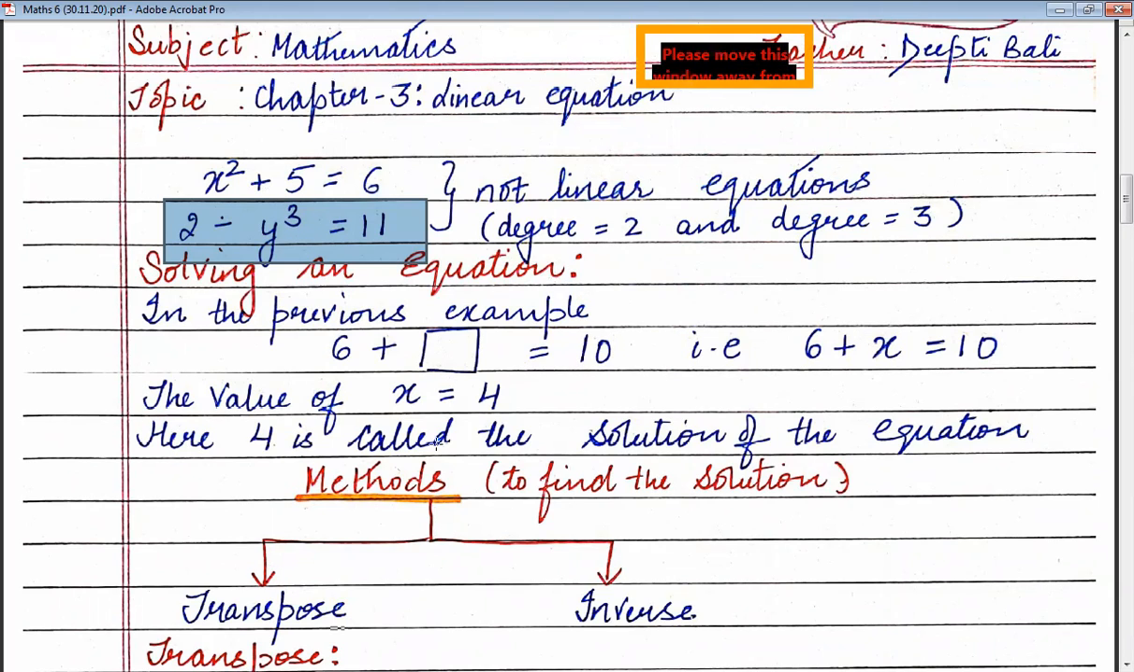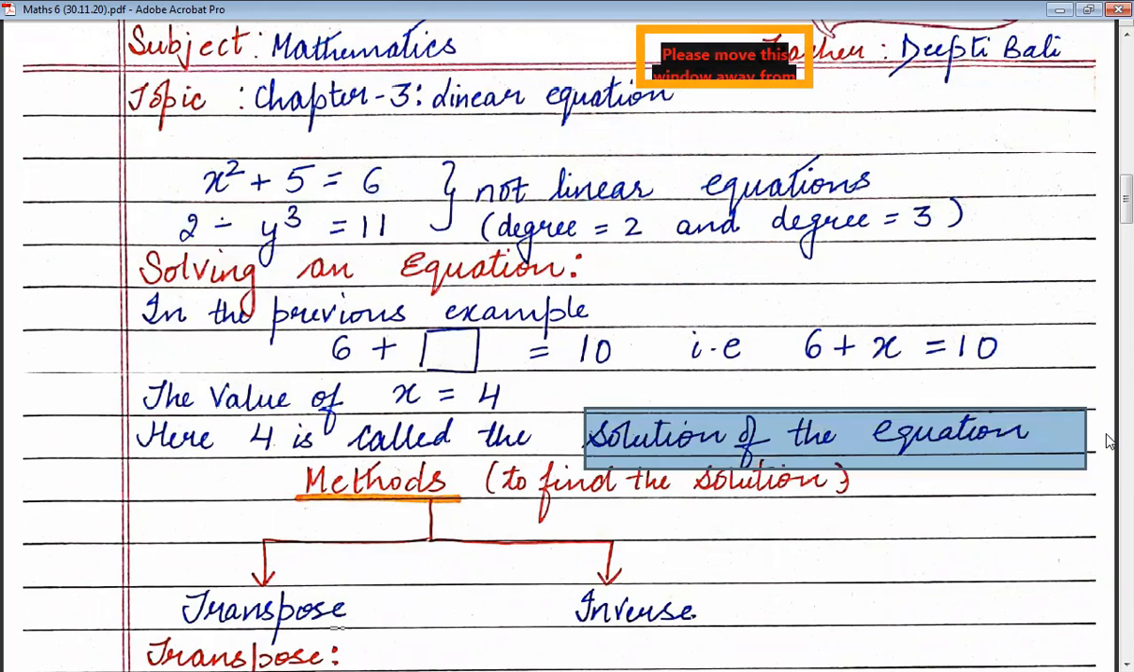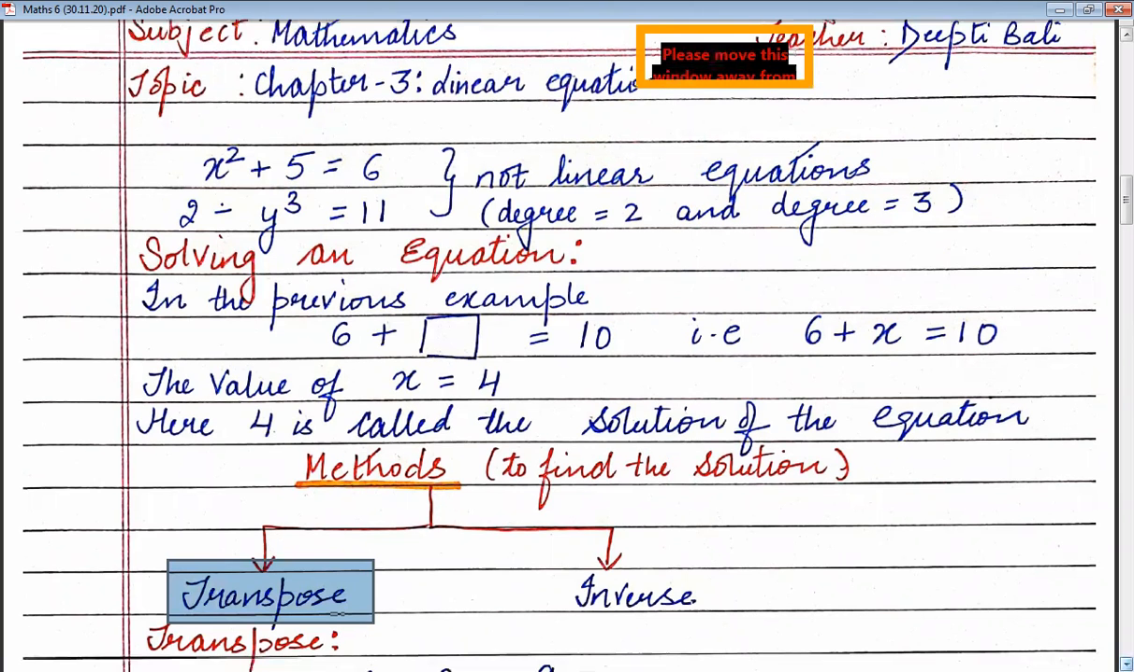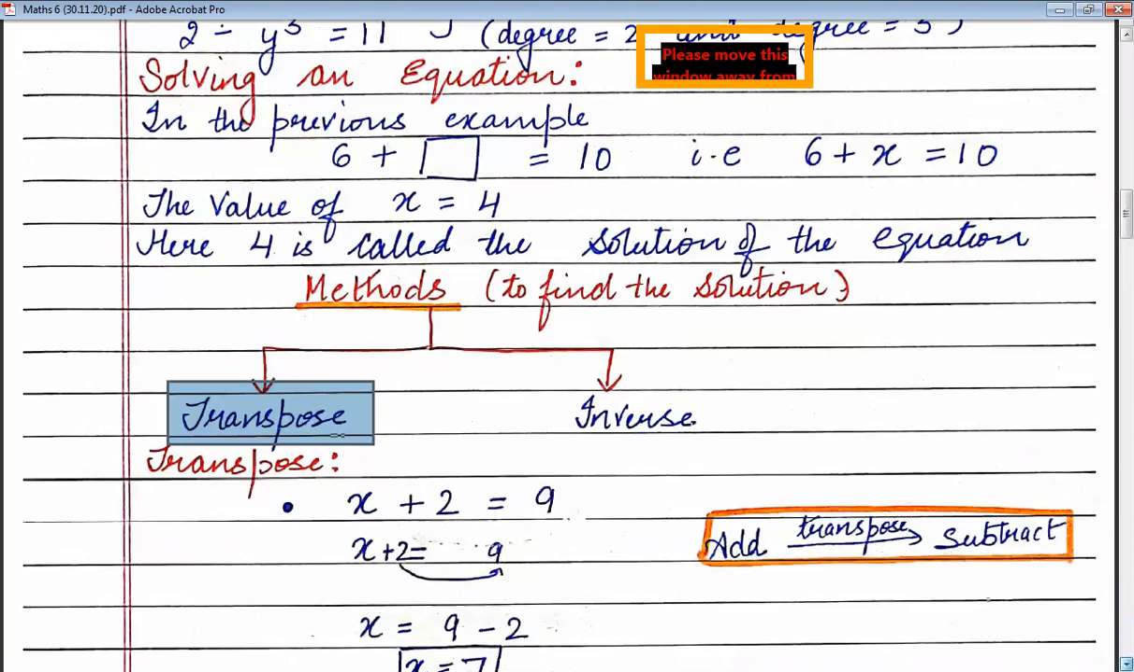Now then we have discussed the solution of the equation. Solution means the value of the unknown quantity, that is the variable. What is the solution of the equation? It is the value of the variable. Now then we have discussed a very important method, that is the transpose method. So let's have a quick revision of the transpose method.